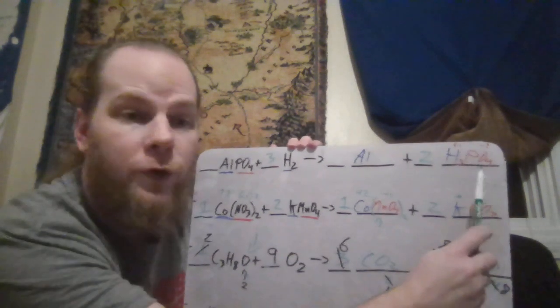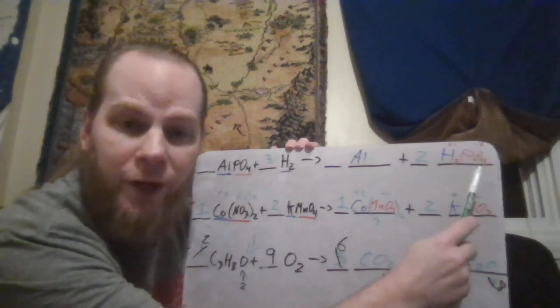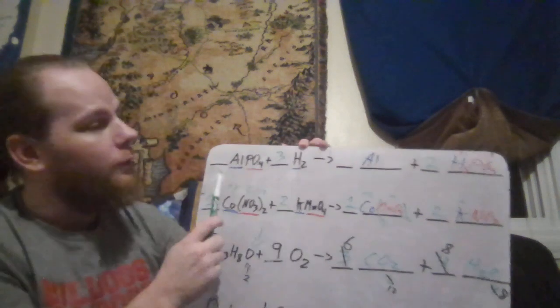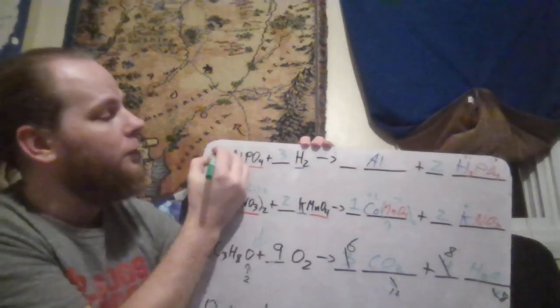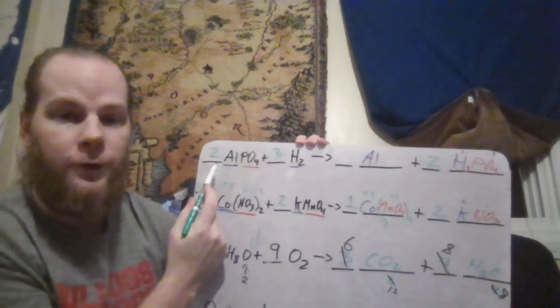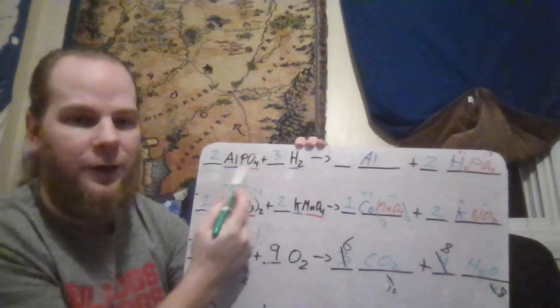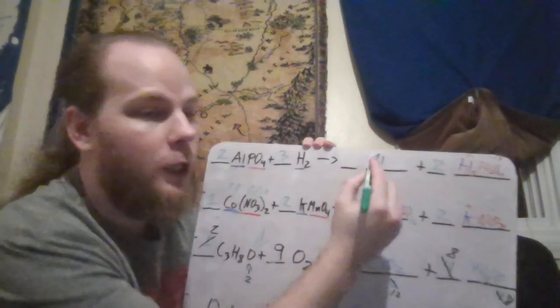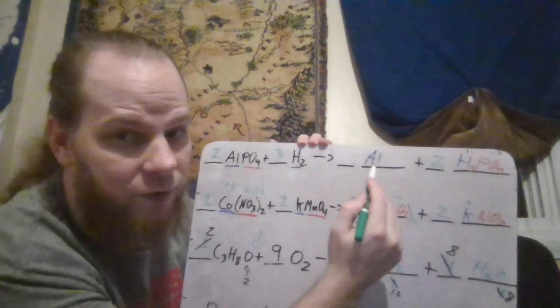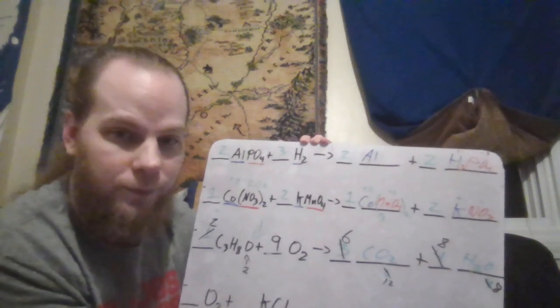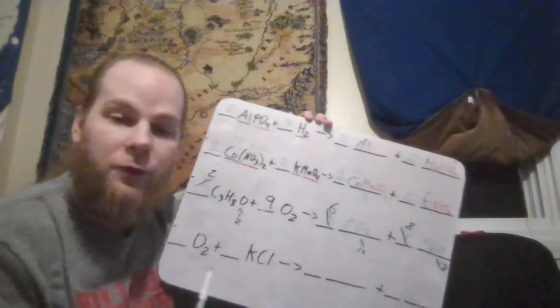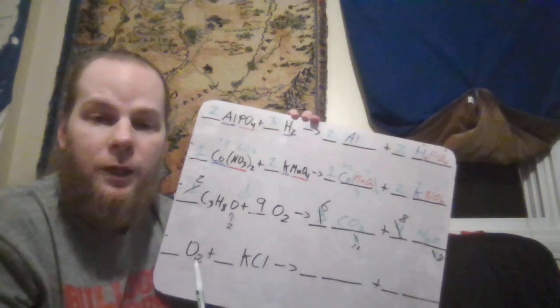Now we can go to the phosphate. So we have 2 phosphates on this side. So when we come over here, we need 2 phosphates. So we're going to put a 2 as the coefficient. That 2 doesn't just apply to the phosphate, but the aluminum. And aluminum is a metal, so it doesn't get a subscript. We have to put a 2 coefficient. And that leaves us with our last one, compound elemental.